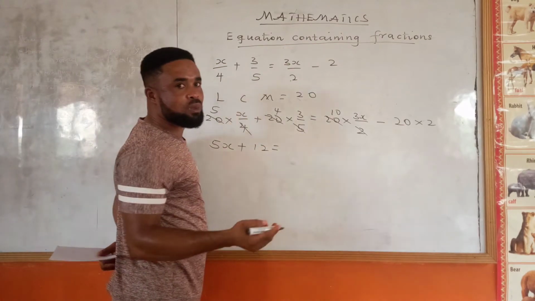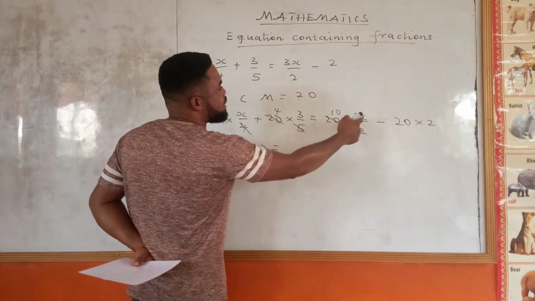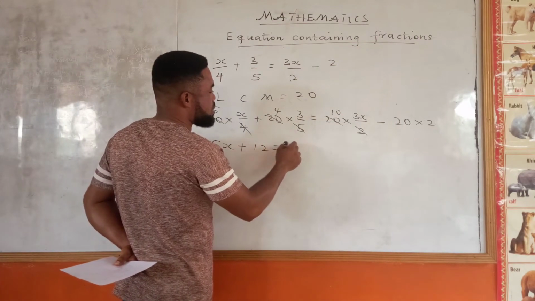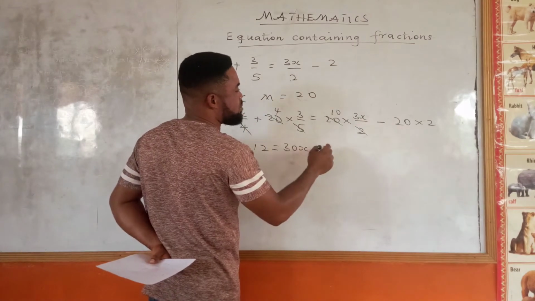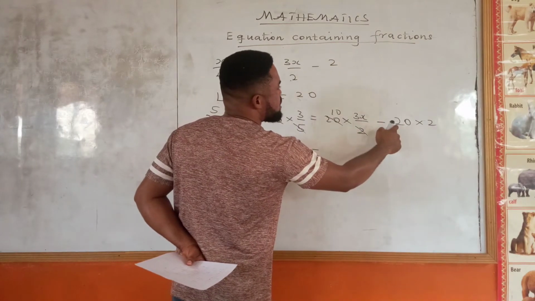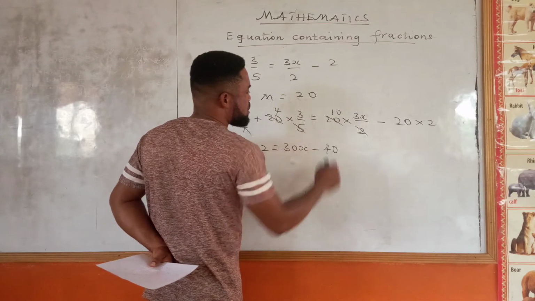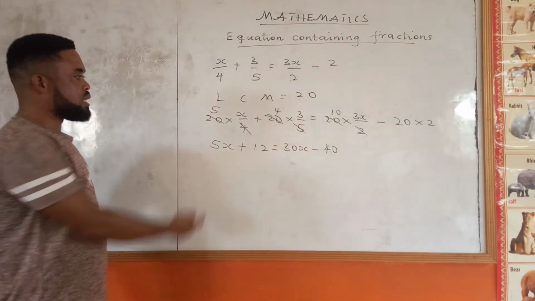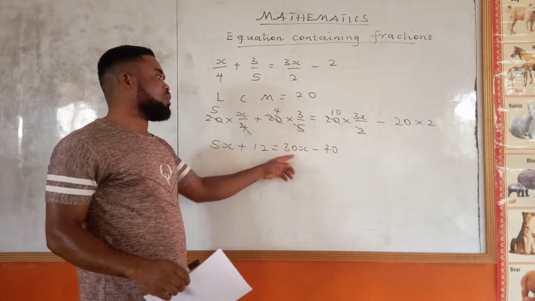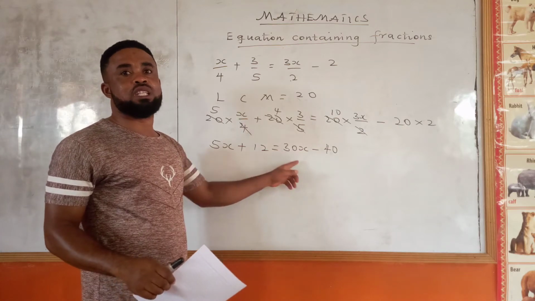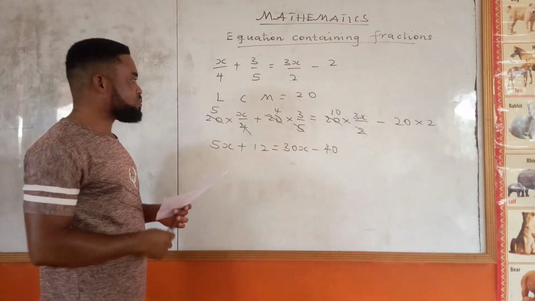Then you bring your equal sign. It is very simple, okay? Now you bring your equal sign. So we multiply 10 here by the 3x, which will give us 30x. Then we bring the next sign, which is minus. So minus 20 times 2 will give us minus 40. That is it. So you see that we have come back to an equation involving letters on both sides of the equal sign. Good.